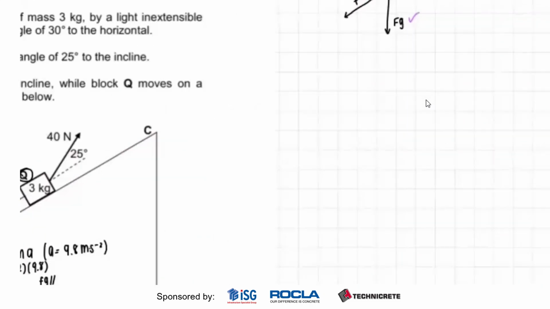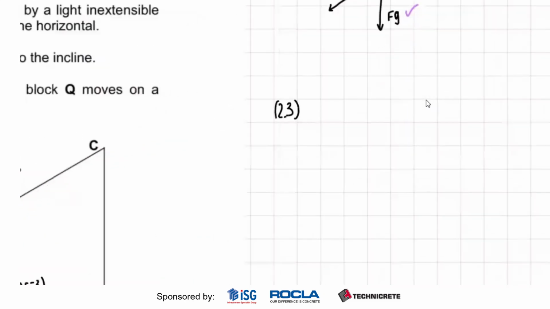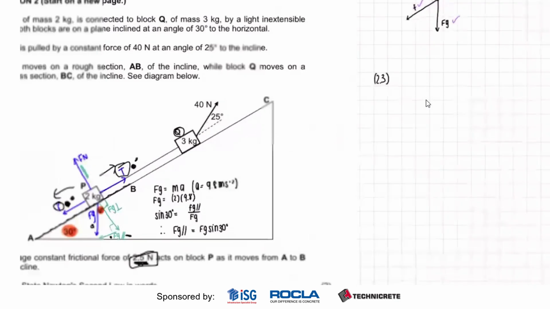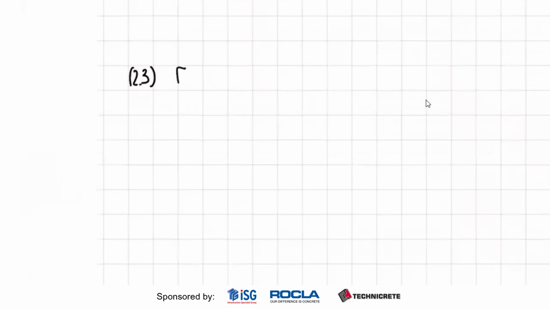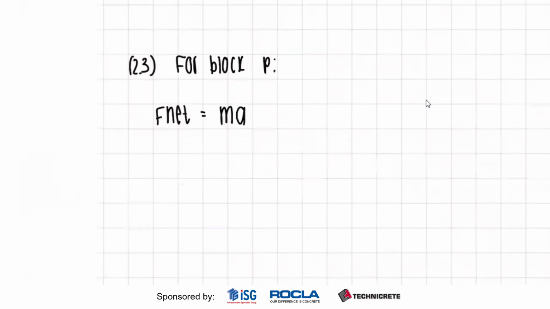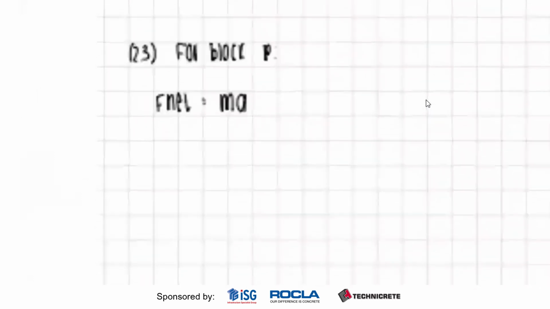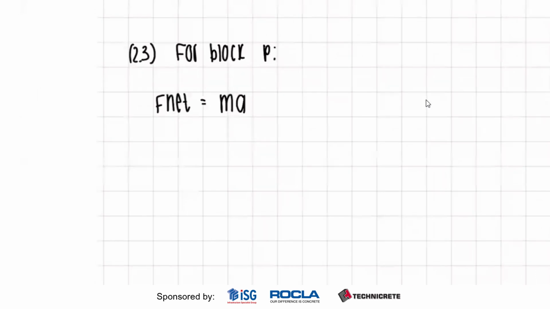So 2.3. We are going to start working with block P. So we're going to write here nicely for the examiner so that they know what we're talking about. For block P, F net, the net force acting on the object, is equal to mass times acceleration. Okay, you will find this formula on your formula sheet. You need to know it.